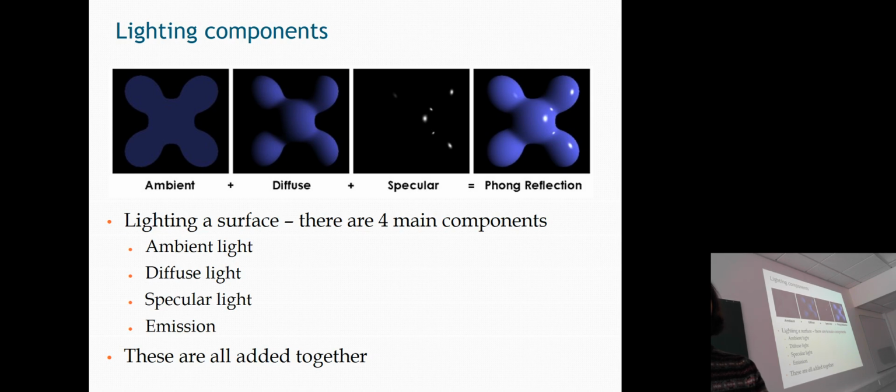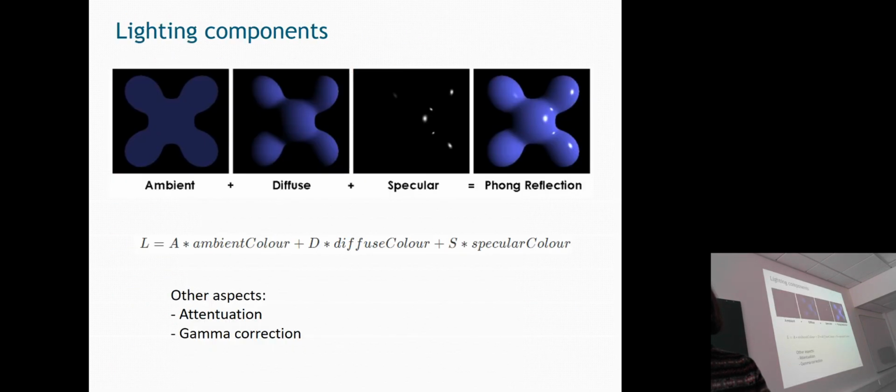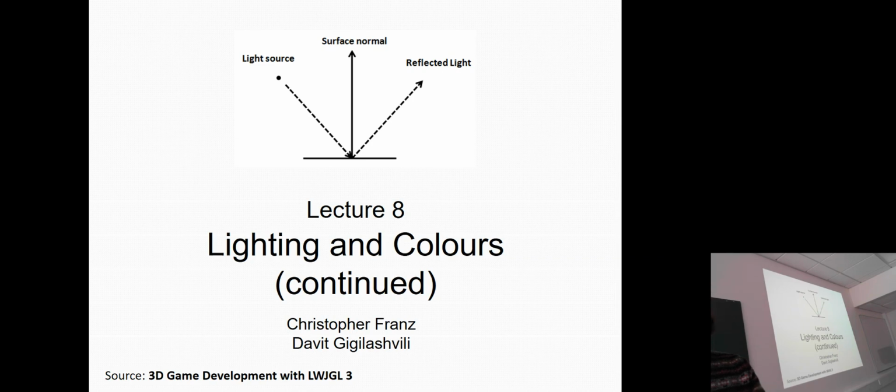What's the most important factor? Yeah, direction. Ambient doesn't have it. It comes from all directions. Yeah, so directionality, that's right. And that was more or less it for the last lecture, and today we're just going to continue with that.